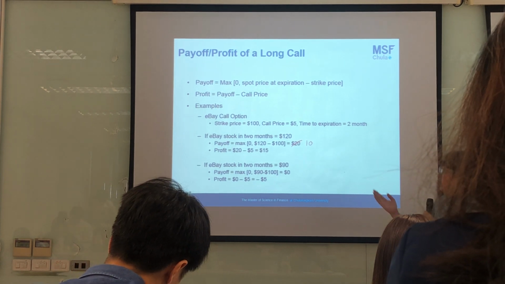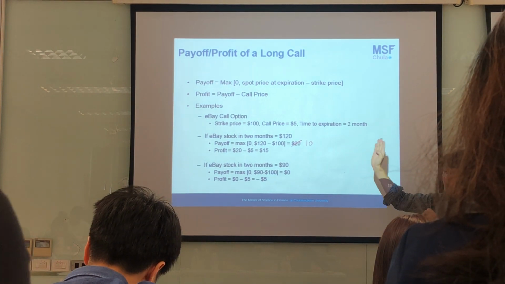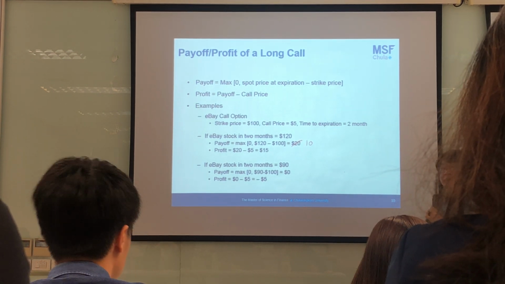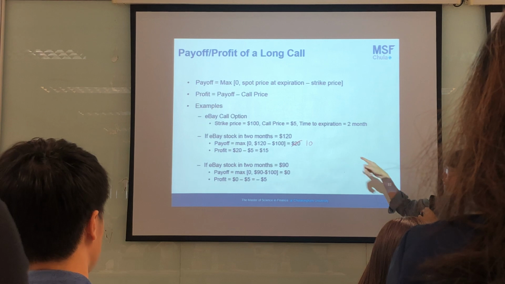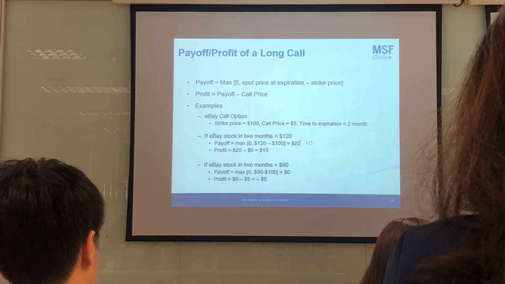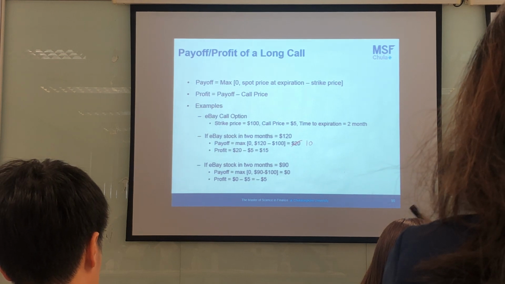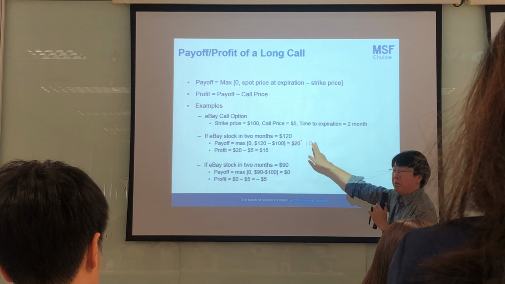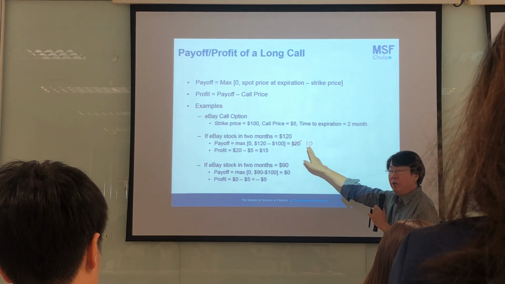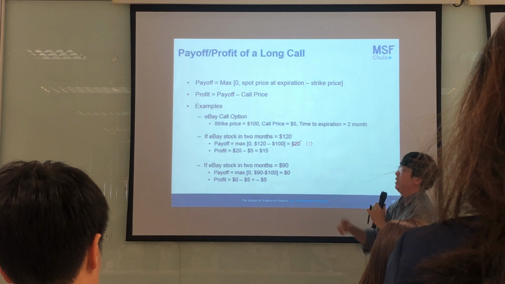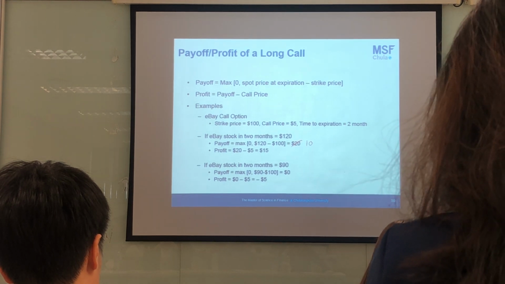Same idea if the call value is more than 20. You can short this call, right? Because it's too high. So to prevent the arbitrage opportunity, the value of the call at the expiration must be equal to 20. Must be equal to 20.